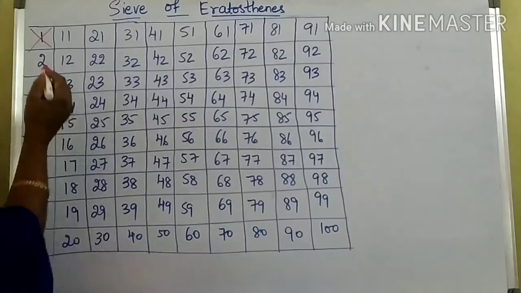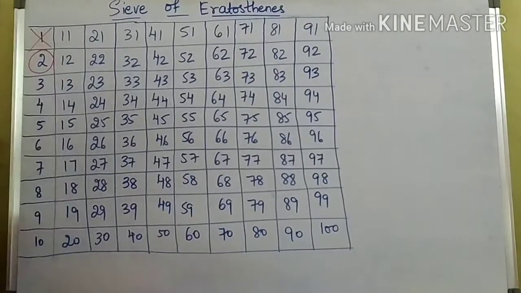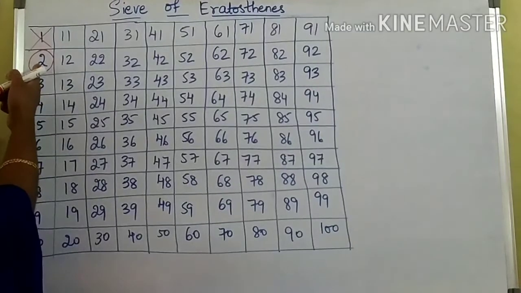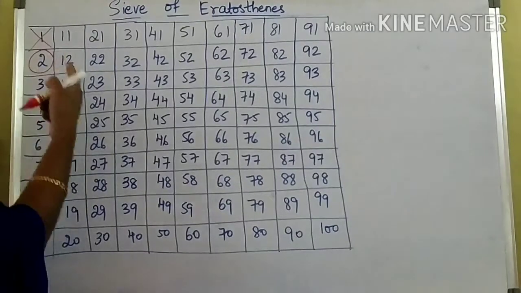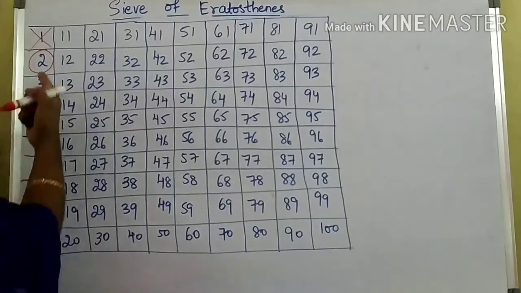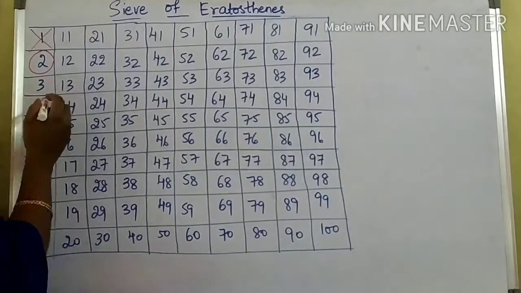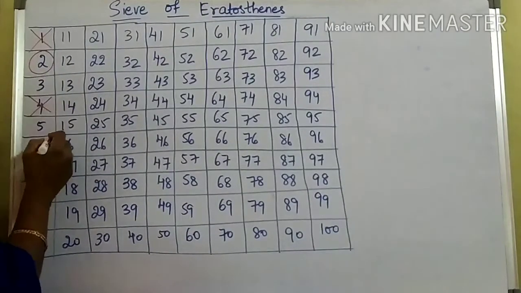Now the next prime number, you know, is 2. Now encircle this 2. You know that 2 is a prime number, so encircle this 2 and cross out all other multiples of 2. You know the multiples of 2: 2, 4, 6, 8, all even numbers are multiples of 2. So you cross out all multiples of 2.